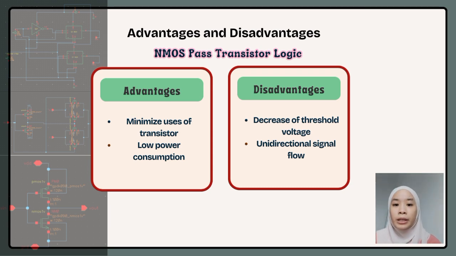One of the major disadvantages is the voltage degradation. When the NMOS is used to pass a logic 1, the output level is not the full supply voltage, but it is reduced by the threshold voltage. This incomplete voltage swing can lead to unreliable logic detection in the next stage of the circuit.